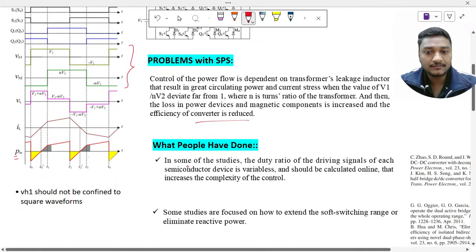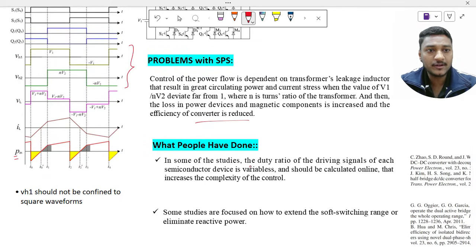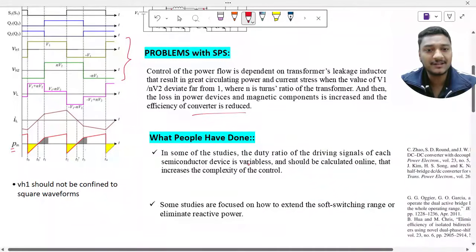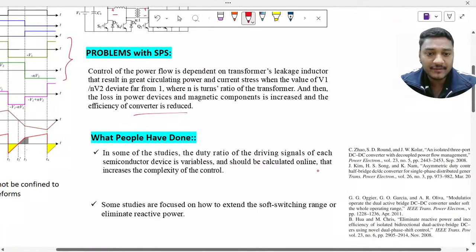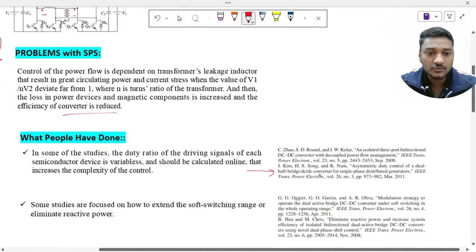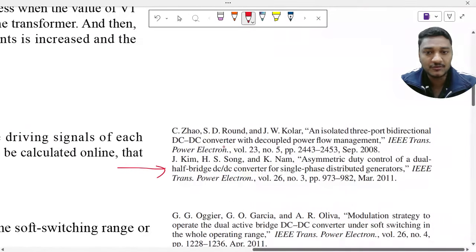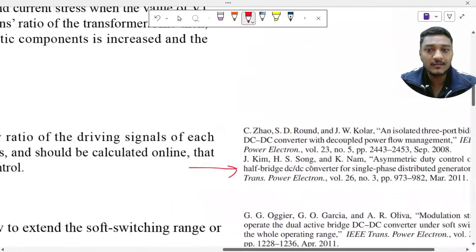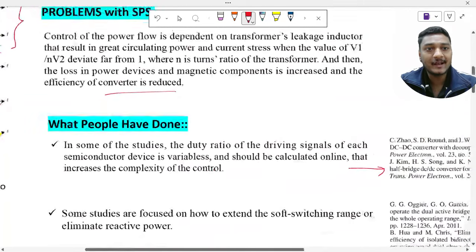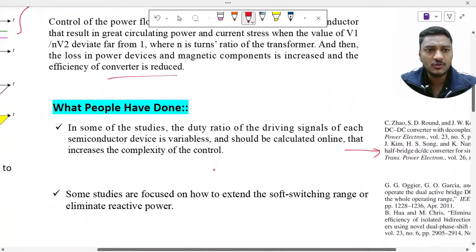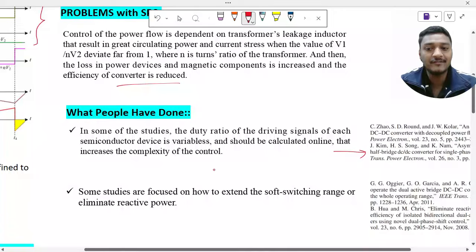People have tried to use some different duty ratio, and they have observed something, but this is a somewhat complex thing. If you want to refer to the references for this particular work, you can use these two references. I have just listed these two references. You can search for these papers, and you will get the information about this work, how the duty cycle is varied, and how they have come up with some sort of solution to increase the ZVS range.